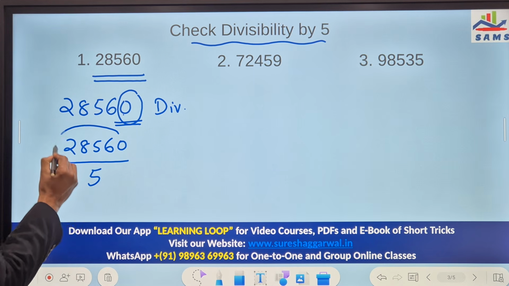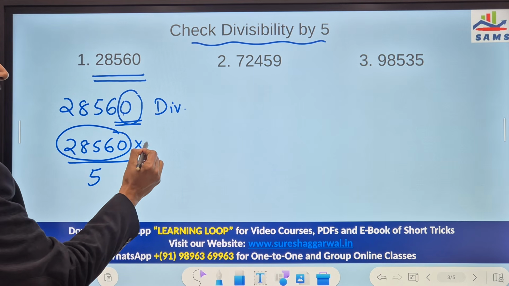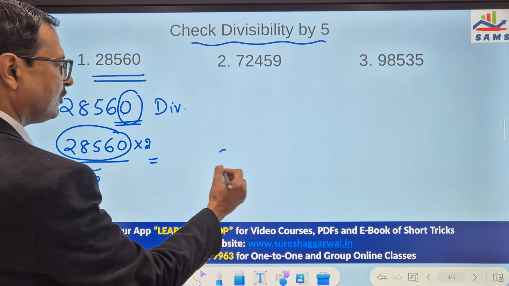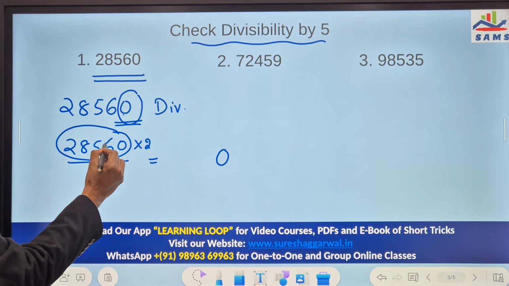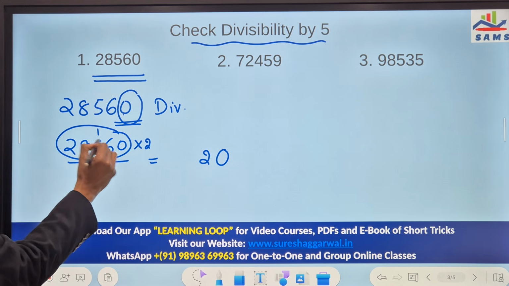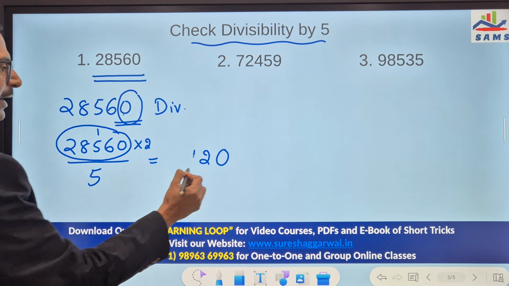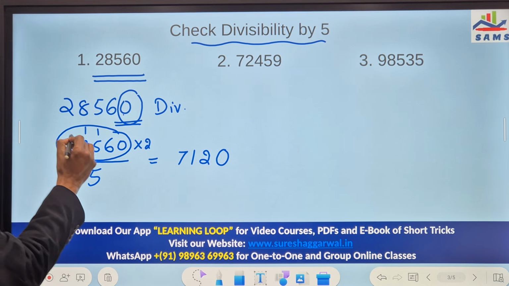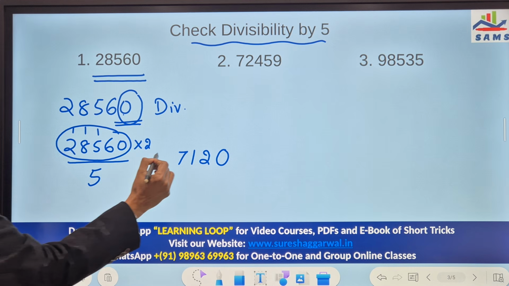So I just have to double this number, or multiply this by 2. So what will happen? This 0 will remain as 0. 2 6s are 12, 2 1 carry. 2 1s are 2 plus 1, 3... then 2 8s are 16, 17, 7 1 carry, and then 4 plus 1, 5.